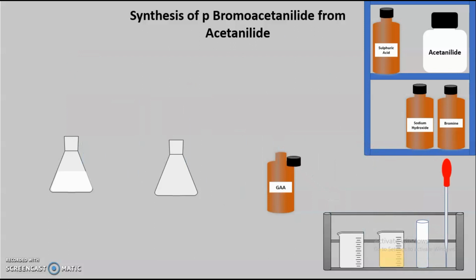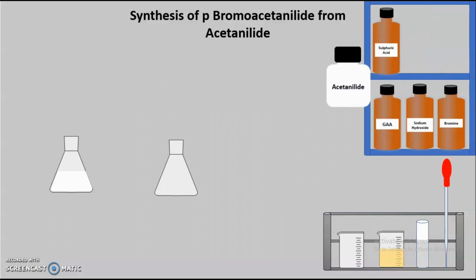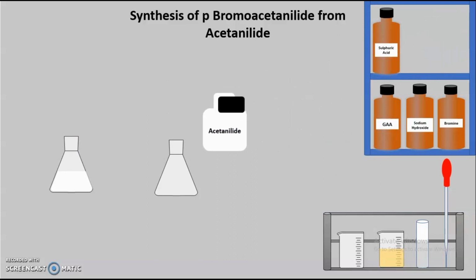the required quantity of the glacial acetic acid and place it in one conical flask. After this, the next point is that we are going to carry out the addition of acetanilide. The required quantity of acetanilide is to be taken, and you can see we will take it with the help of a spatula. Then we will add it to this first flask, and in this way we prepare the first solution, acetanilide in glacial acetic acid.